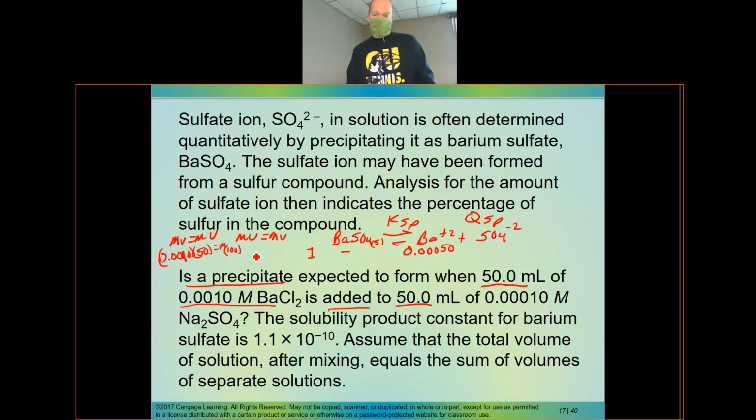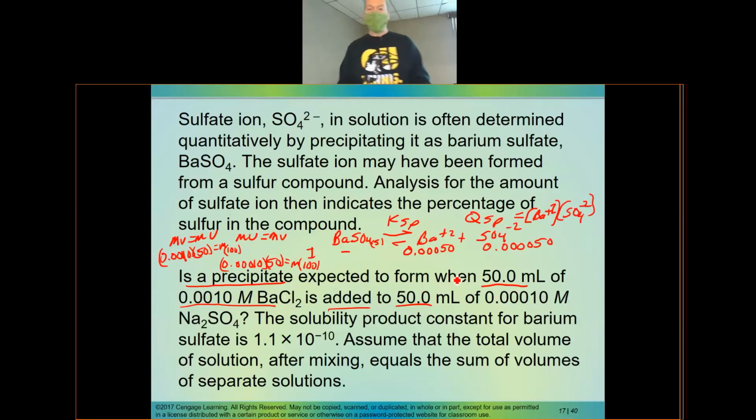All right, and then for your sulfate, you have a molarity of 0.00010 at 50 mL. What's the molarity at 100? So divide by 2, and you get 0.000050. All right, and so then we have our expression, and in this case, it is 1 barium plus 2, times the concentration of 1 sulfate, SO4 minus 2.